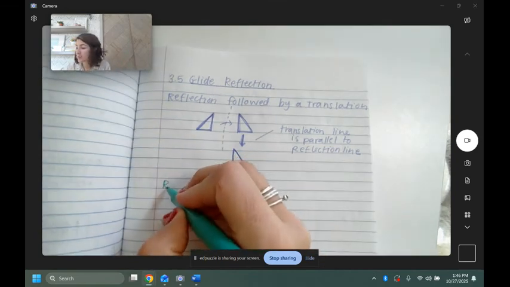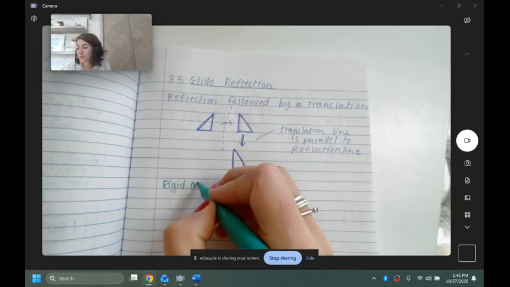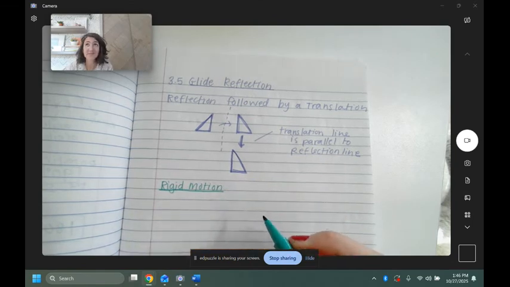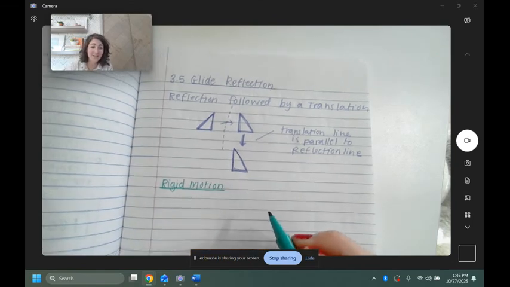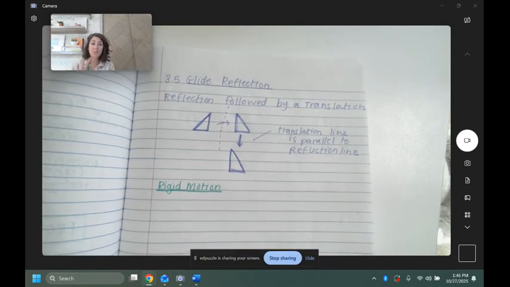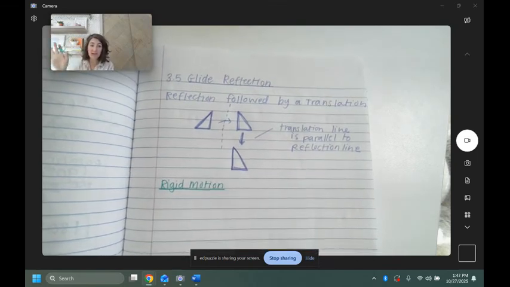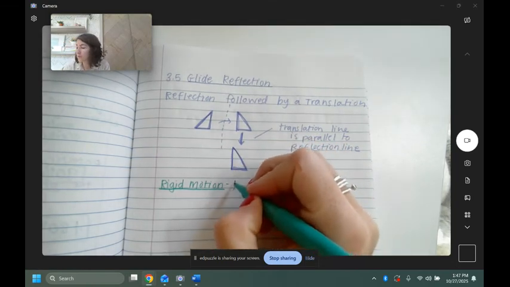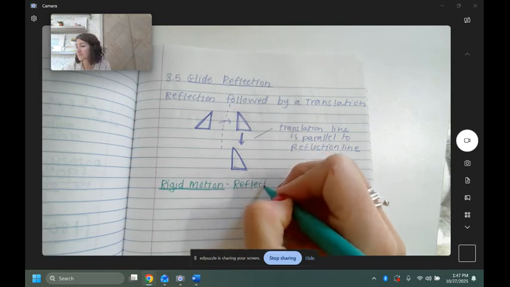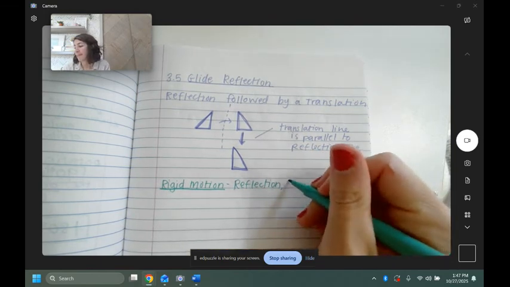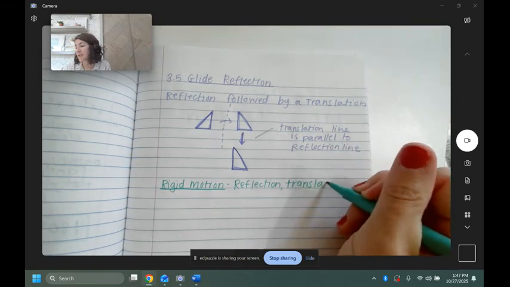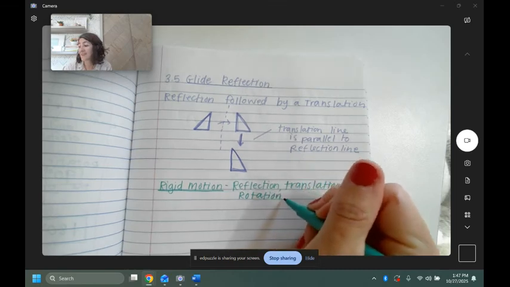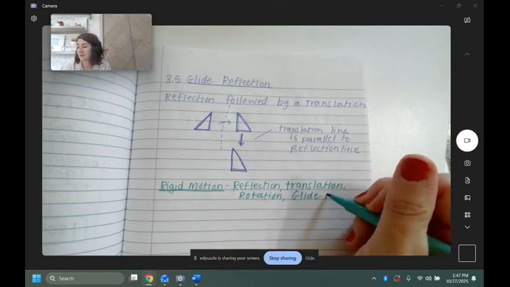So those rigid motions, again, is where the shape, the angle, the length, everything stays exactly the same, but it is moved around on the page, whether it's rotated, flipped, or slid. So the rigid motions we've learned are reflection, translation, rotation, and then this, a glide reflection.